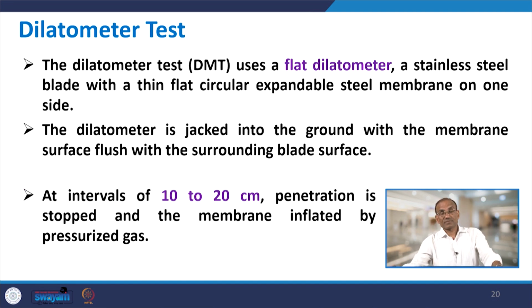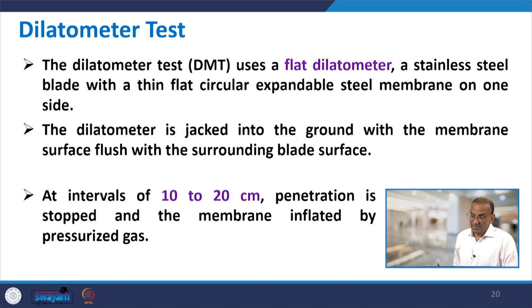Then the third test for high strength testing in the field is called the dilatometer test, in short called DMT. The dilatometer test, or DMT, uses a flat dilatometer, and a dilatometer is nothing but a stainless steel blade with a thin flat circular expandable steel membrane on one side. The dilatometer is jacked into the ground with the membrane surface flush with the surrounding blade surface. At intervals of 10 to 20 centimeters, penetration is stopped and the membrane is inflated by pressurized gas.